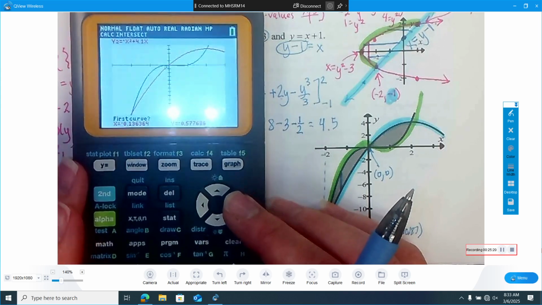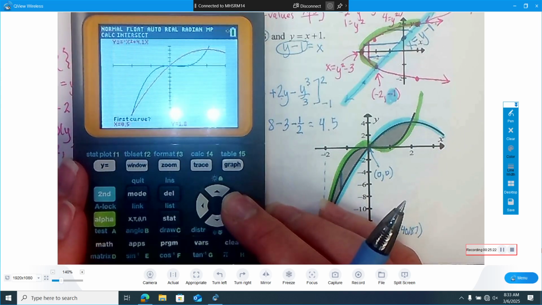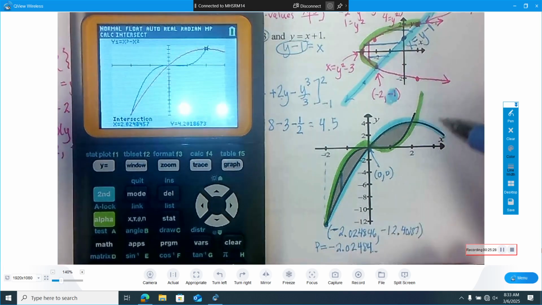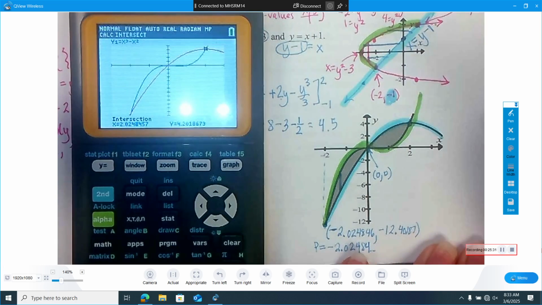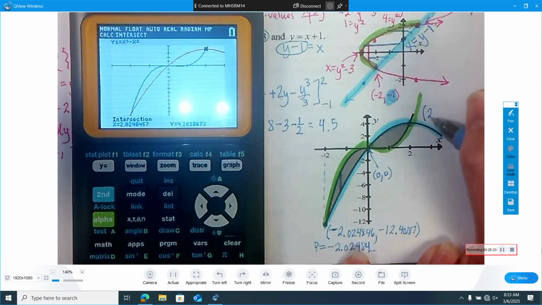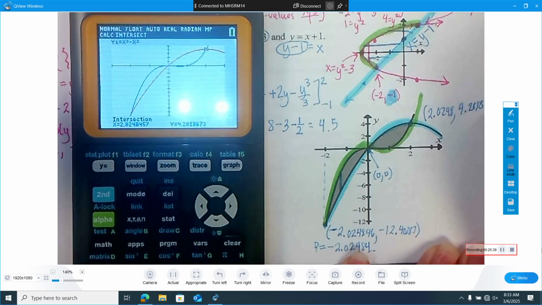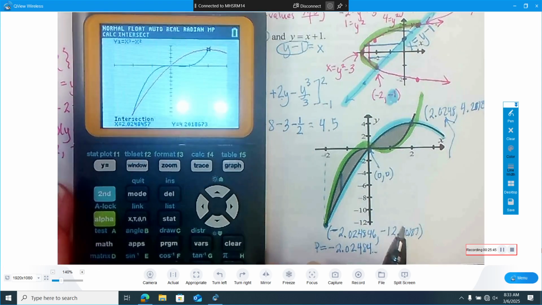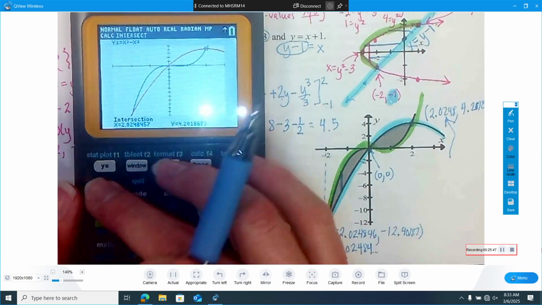So I'm going to move Tinkerbell again to my other intersection, enter, enter, enter, and so I get this intersection at 2.0248 yada yada yada and 4.20186. Again, I'm going to store this X value. So I'm going to quit.